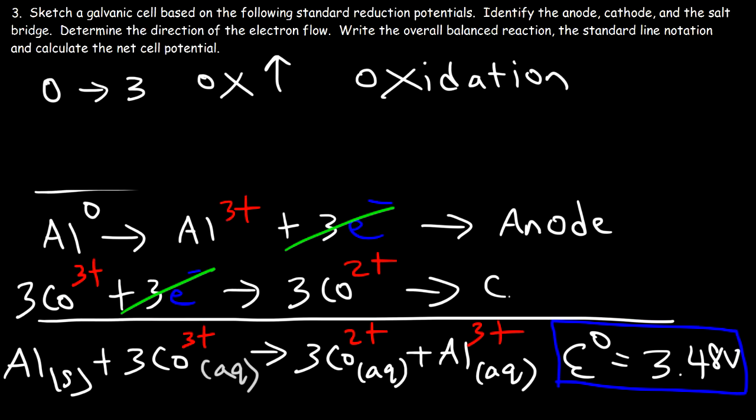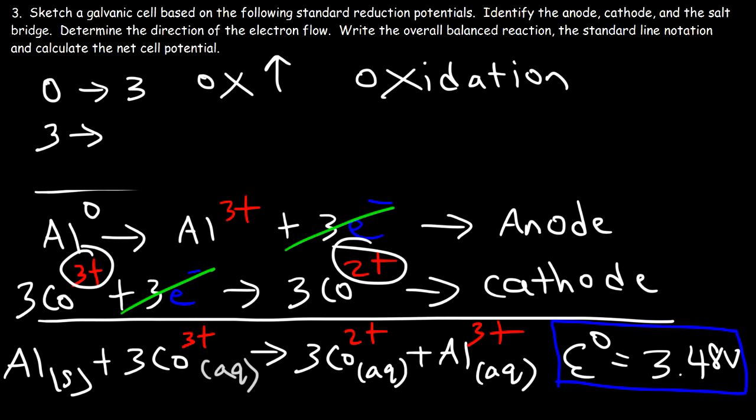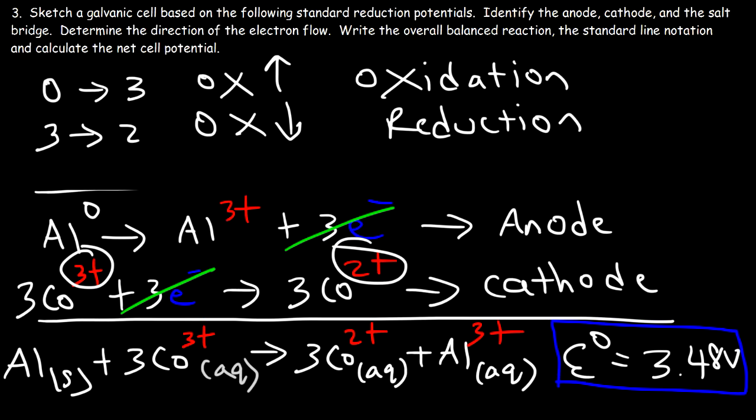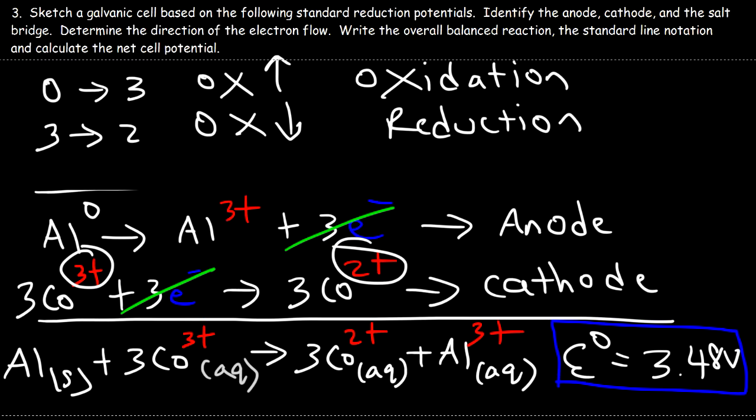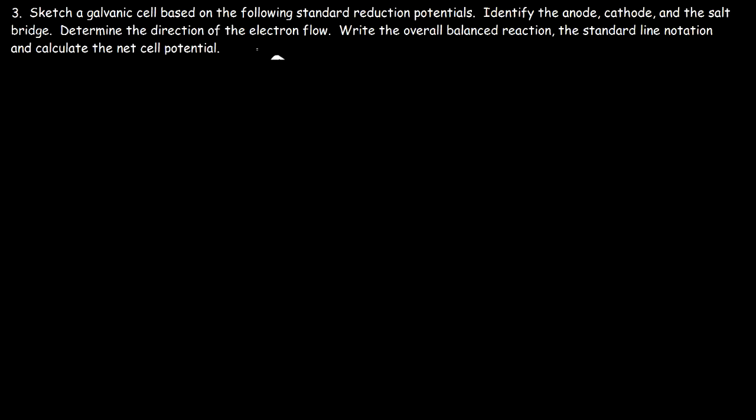Now this half reaction is associated with the cathode because the electrons are on the left side. And so you can see the oxidation state decreasing from 3 to 2. If the oxidation state goes down, it's reduction. So now that we know which one is the anode and which one is the cathode, we can draw a galvanic cell.